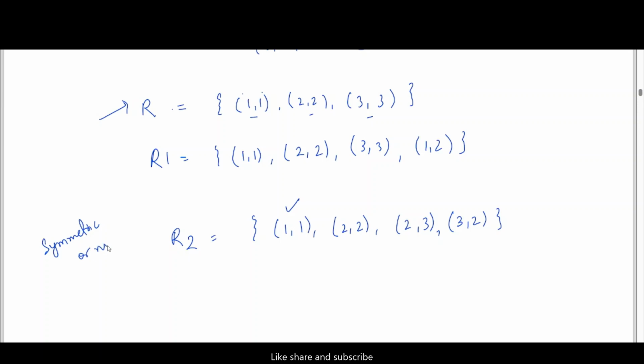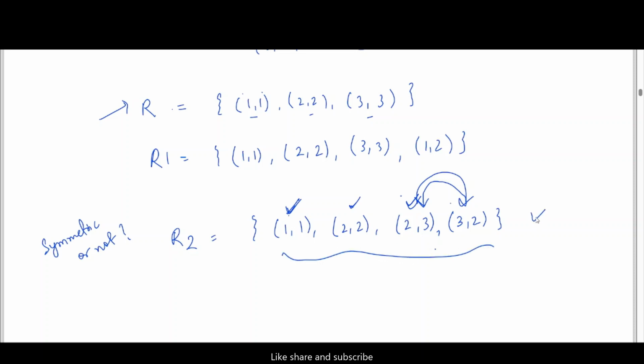Symmetric or not. So how will we check? For a reflexive pair, we do not need to check because AB and BA are the same pair. Here 2 2 is also a reflexive pair, but this one is not a reflexive pair, it is an AB pair. We have to put it in the order BA. So for 3 2, we have to check whether 2 3 is present or not in this relation. We see that 2 3 is also present. For 3 2, 2 3 is this one. So both are present in this relation.